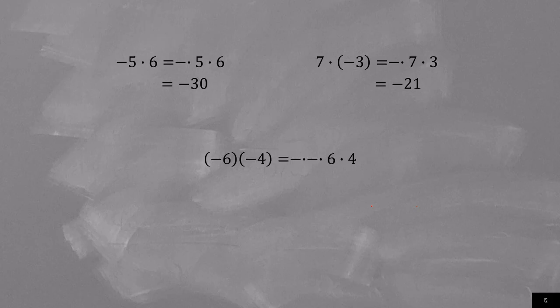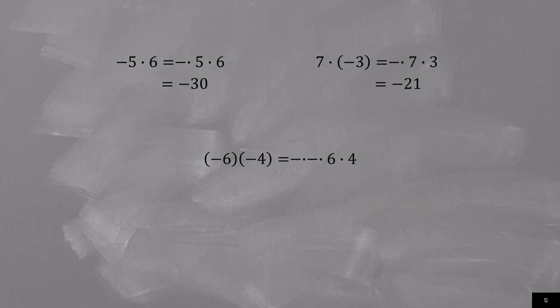Now look what happens when we have doubles here. I'm going to move all the signs to the front. So it's not really just negative 6, it's negative times 6, negative times 4. So I'm moving all the signs up to the beginning. Now let's just look at the numbers. I know 6 times 4 is 24.